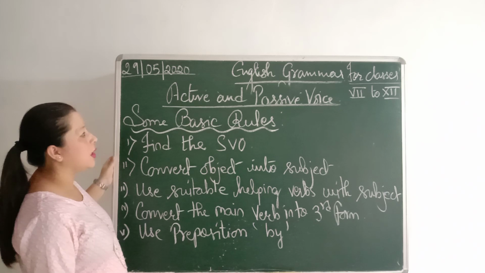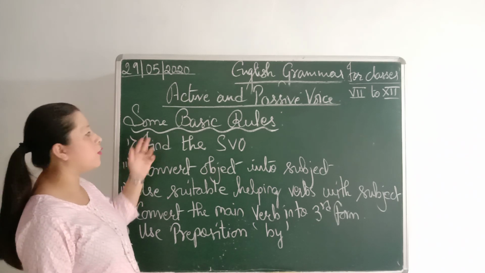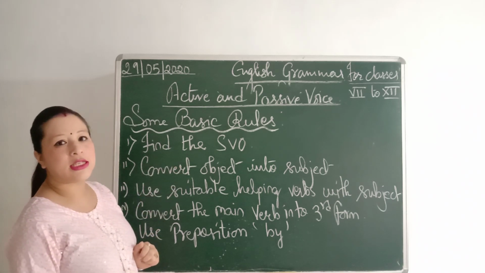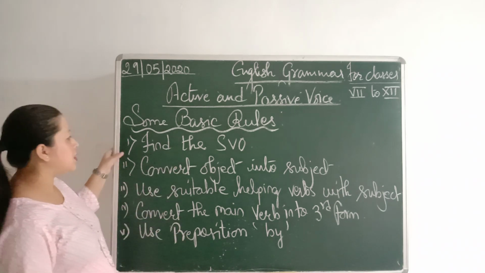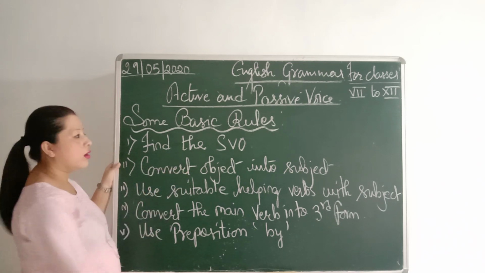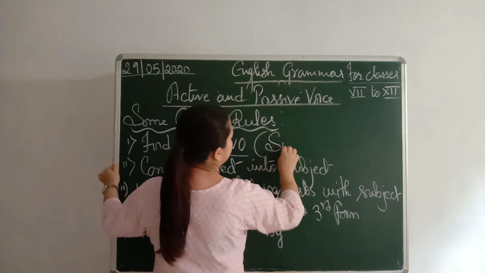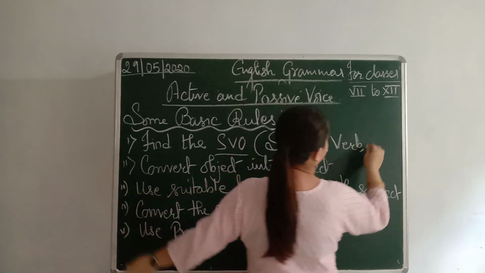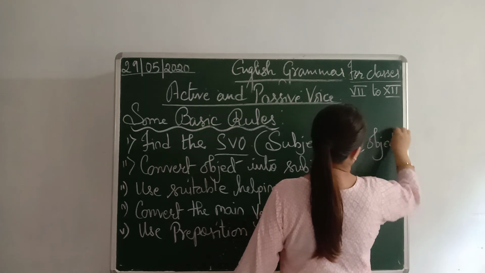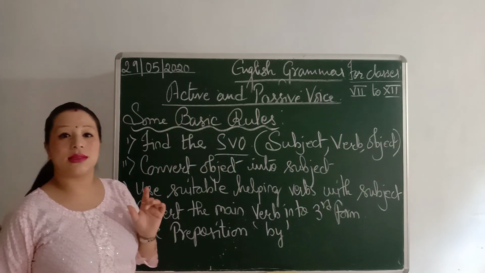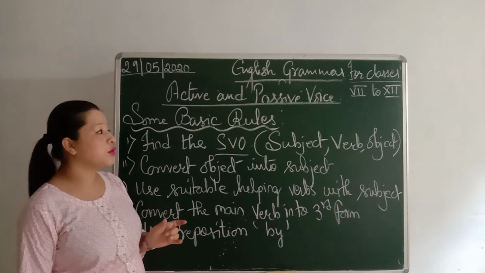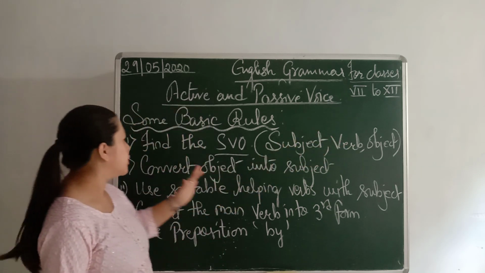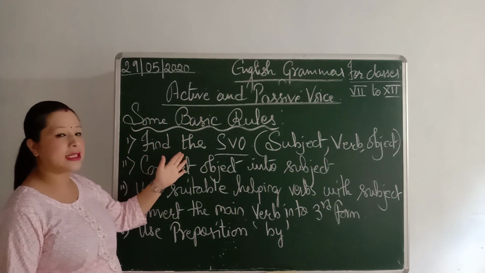So before we start active and passive voice, I want to give you some brief regarding the basic rules of changing active into passive voice. First is you have to find the SVO. Now what is SVO? It is subject, verb and object. When you frame a sentence, in that sentence you have to differentiate which is subject, which is verb and which is object. So you have to find out SVO first in a sentence.